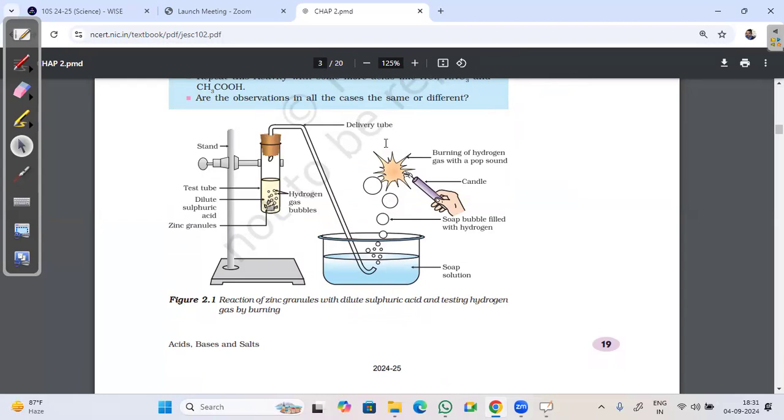Here is an activity shown between zinc granules and dilute sulfuric acid. So which gas is formed here? In this, which gas is formed? Hydrogen gas. Can you write down the reaction? Yes, and can you write down the reactions involved?